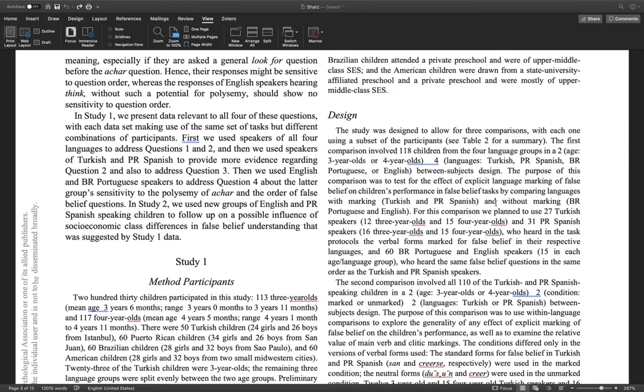The purpose of this comparison was to test for the effect of explicit language marking of false belief on children's performance in false belief tasks by comparing languages with marking. Same thing as we did before, and without marking for sure. For this comparison, we plan to use 27 Turkish speakers and 31 Puerto Rican Spanish speakers who heard in the task protocols the verbal forms marked for self-belief in their respective languages, and 60 Brazilian Portuguese and English speakers, 15 in each age language group, who heard the same false belief questions in the same order as the Turkish and PR Spanish speakers. Now, that last part makes no sense.